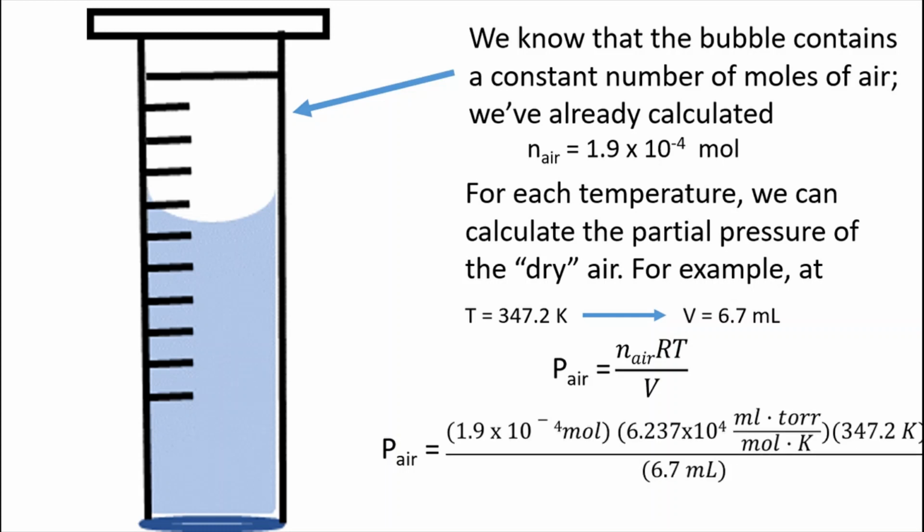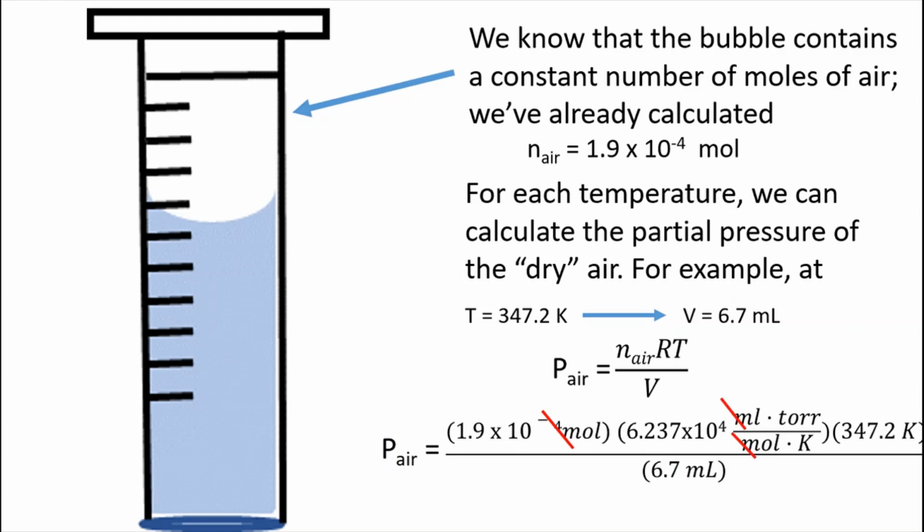Okay, so we have moles of air, 1.9 times 10 to the negative 4 moles. Then we have the value of R. We're using this modified value, 6.237 times 10 to the 4th in units of milliliters torr. And we said the temperature here was 347.2 Kelvin. The volume, 6.7 milliliters. Let's go ahead and make sure that these units cancel out.